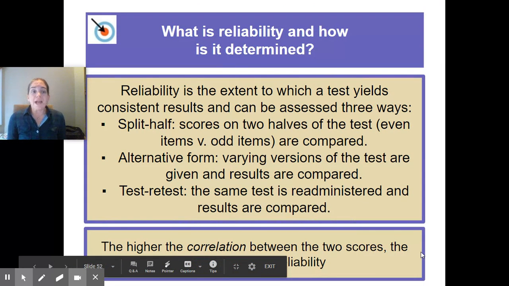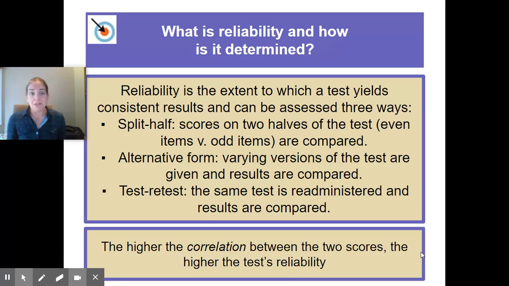Okay, so reliability is going to be measured in 3 ways. Okay, we have split half, alternative form, and test retest. Okay, so split half, if I take a test and I split it in half, the 2 halves should match pretty well. Okay.